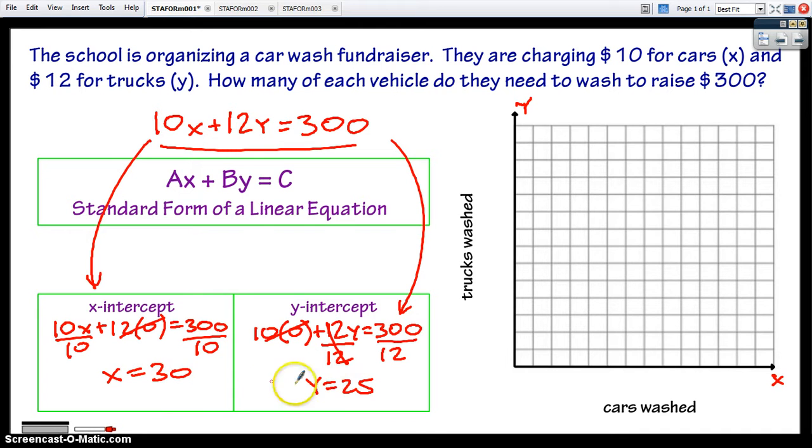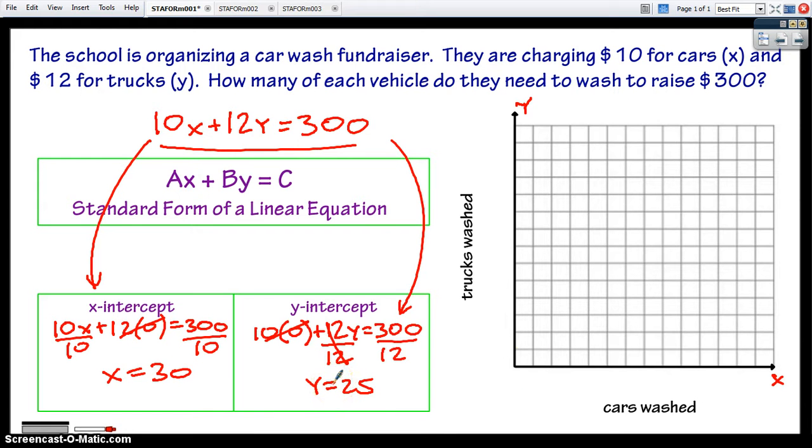Now, this is pretty much all we need. We don't need a slope. I'm just going to use these 2 points because if you think about it, since it's already in standard form, which means it's a linear equation, which means it's going to be a straight line, 2 points is all I need. If I know 2 of the points, all I have to do is connect those with a straight line.